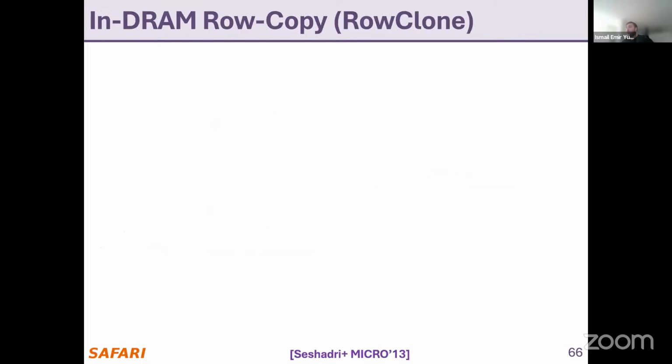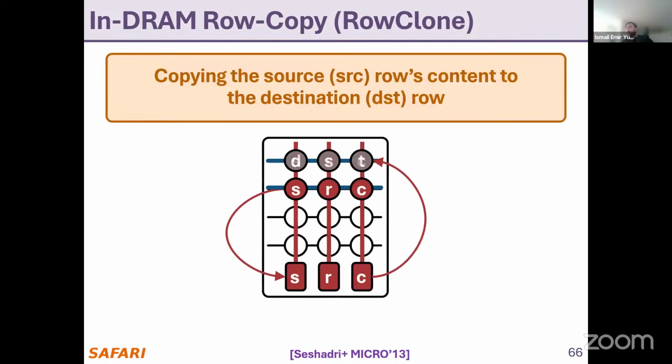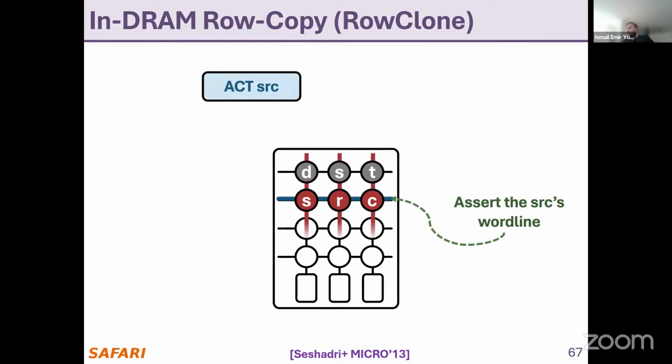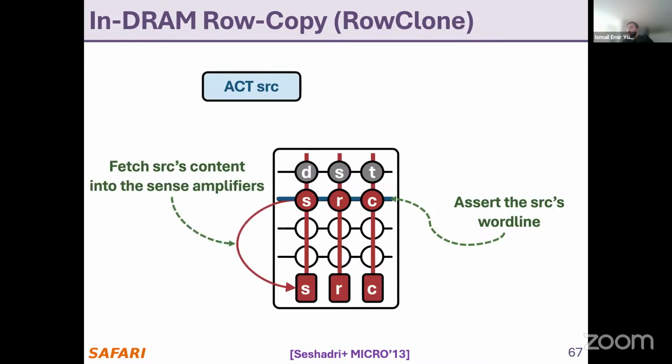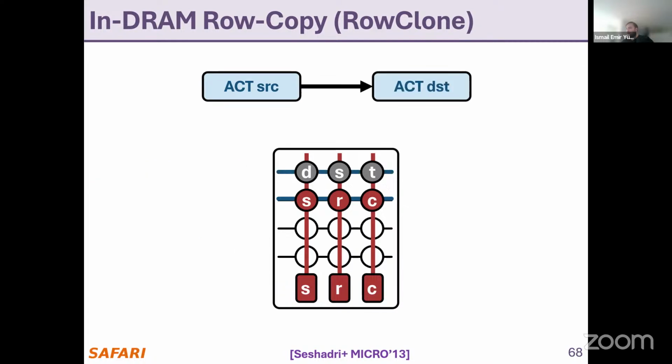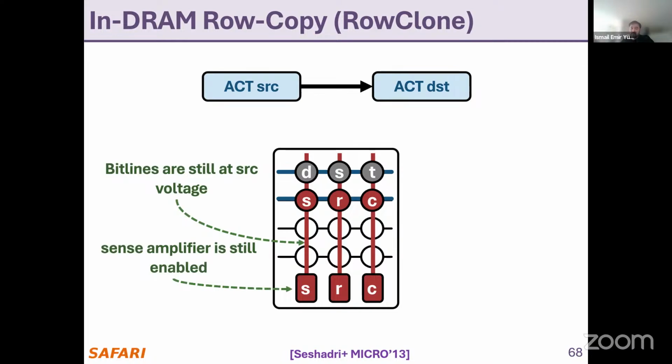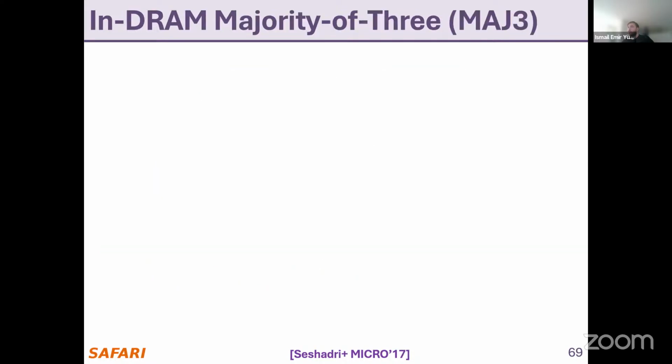And also DRAM operations. Now let's recall the RowClone operation for this paper. In RowClone, we copy source row content to a destination row. We activate the source, which asserts the source word line and drives the bit line with the source value. As a result, it fetches the source content to the sense amplifiers. After that, we activate the destination, and the bit line is still at the source voltage, and the sense amplifier is still enabled. As a result, the source content is copied to the destination.